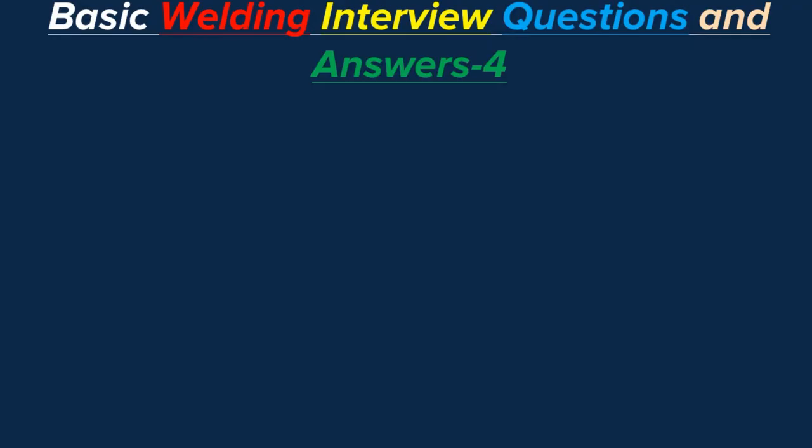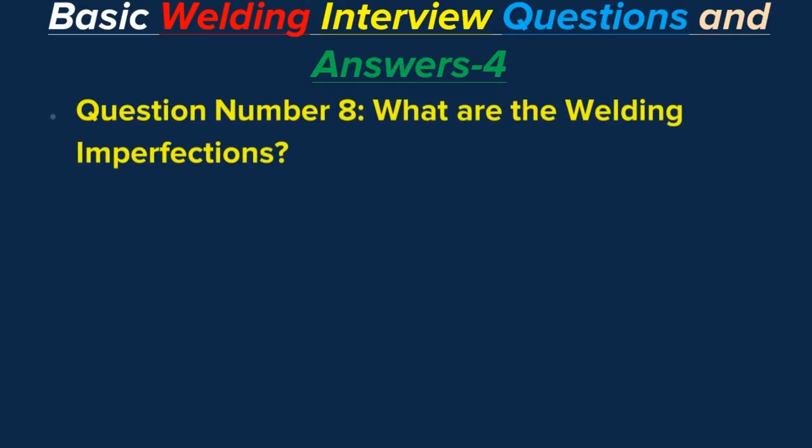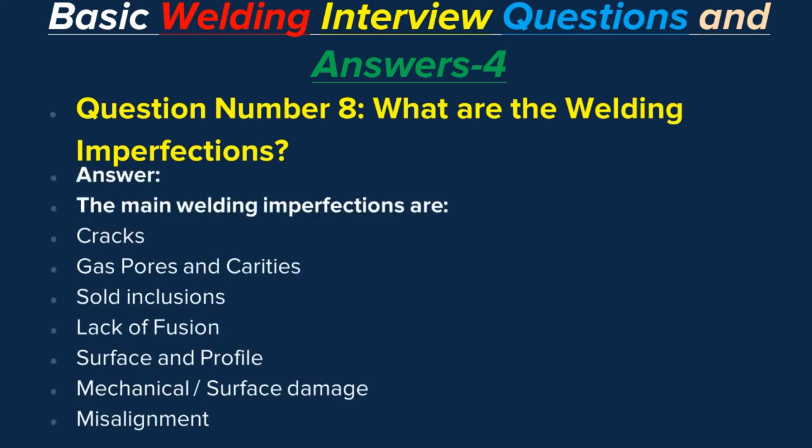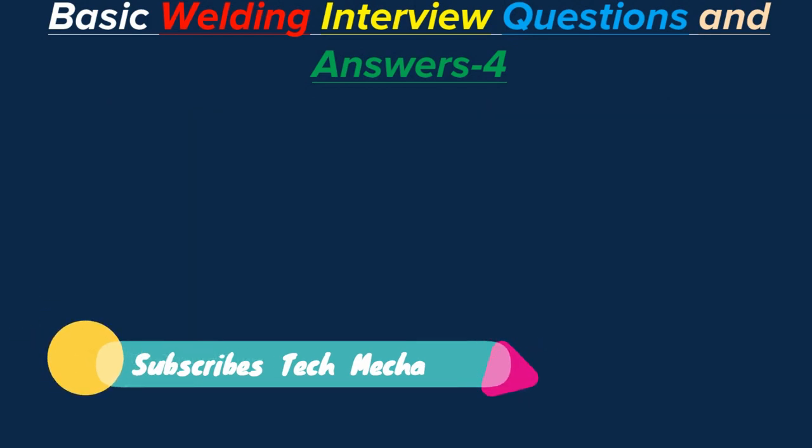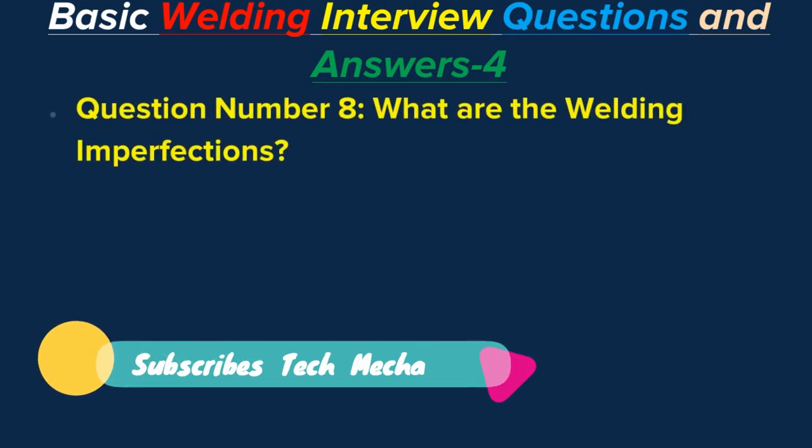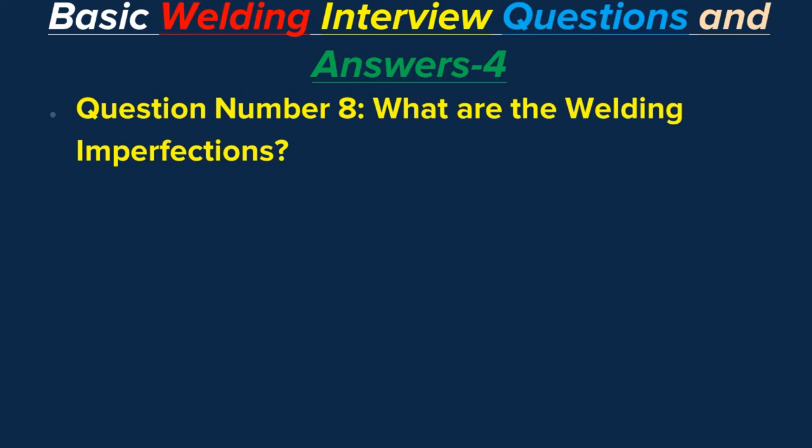Question number 8. What are the welding imperfections? Answer. The main welding imperfections are cracks, gas pores and cavities, solid inclusions, lack of fusion, surface and profile, mechanical surface damage, misalignment.